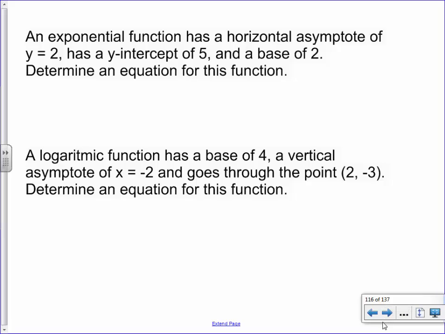Okay, so let's try some. Now that I've talked about the basics of what logarithms are, which again is a mouthful on its own to try to know how they work, now we need to solve some problems. So we'd like to try to write some equations. Let's say there's a horizontal asymptote of y equals 2, a y-intercept of 5, and a base of 2, and we want to write an exponential function. A y-intercept of 5 would be about right there. A horizontal asymptote of y equals 2 means you'd have an asymptote there, and it looks like you're making it go up like that.